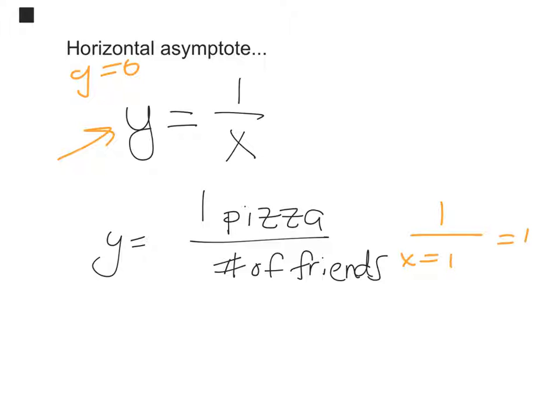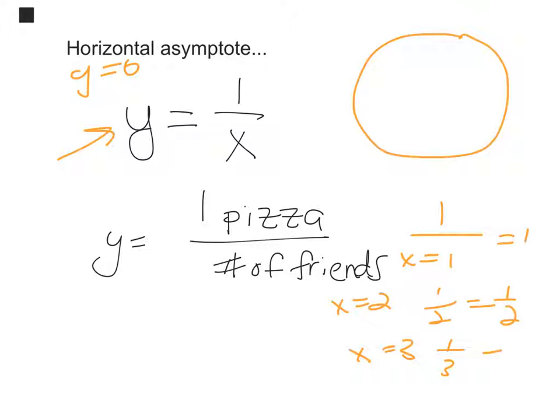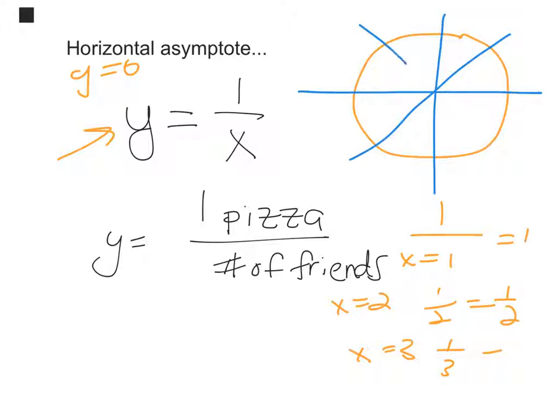whole pizza. Now, if there are two people sharing a pizza, each person obviously gets half a pizza. If 3 people were sharing a pizza, there'd be 1/3 of a pizza every person would get. The idea is we have a pizza, and all we're doing is splitting it into smaller and smaller pieces as we increase the number of friends that are going to be sharing the pizza with us.